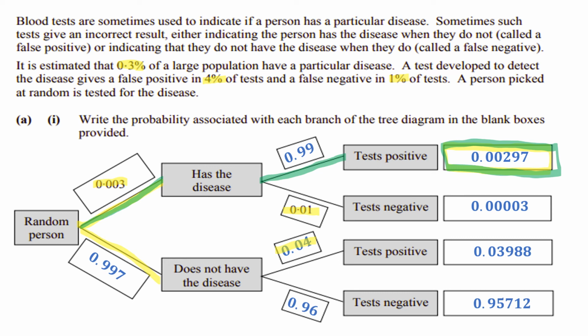A quick check to make sure everything looks okay is to add all those answers, because that is an exhaustive event, because a random person is picked. So yes, we're picking a random person, and the probability of that is 1. So the total of all of those boxes should give us 1, which they do, which indicates it is probably correct.